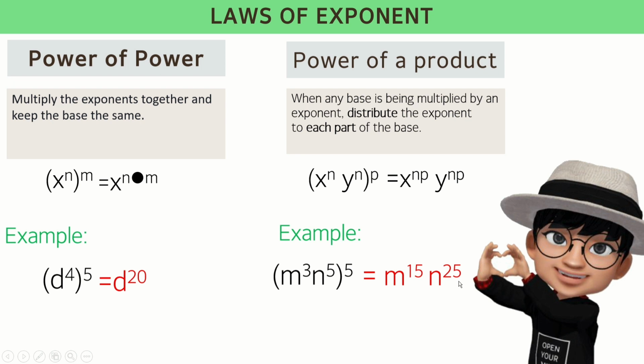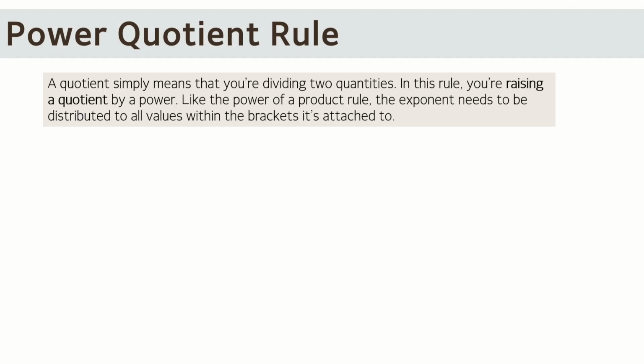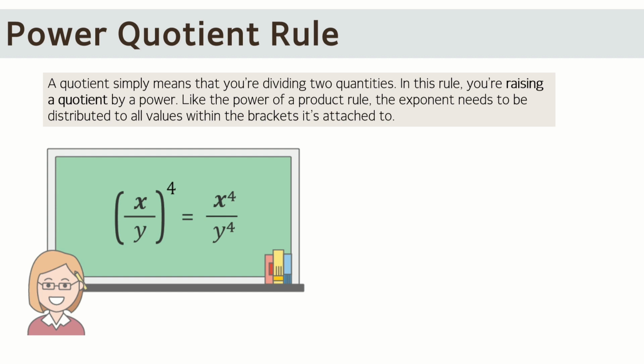Let's now proceed with the law of exponent number 5 that is named as power quotient rule. It states that a quotient simply means that you're dividing two quantities. In this rule, you're raising a quotient by a power. Like the power of a product rule, the exponent needs to be distributed to all values within the brackets it's attached to. Like for example, in this image.